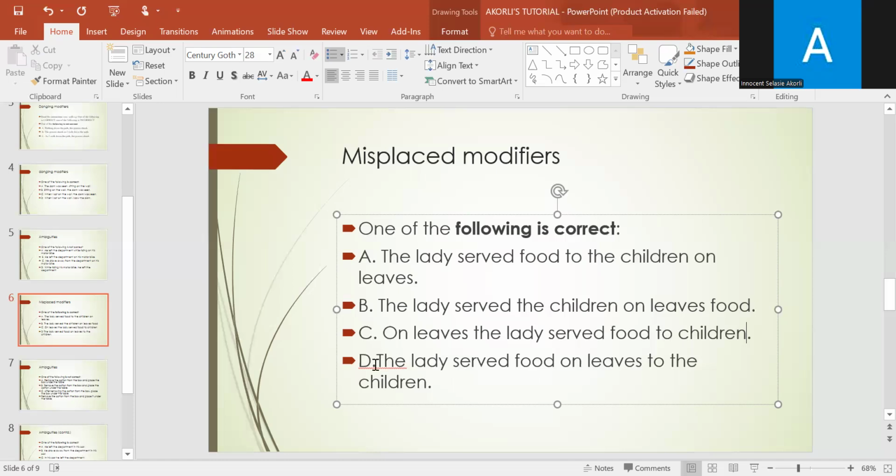But let's look at this one, D. The lady served food on leaves to the children. So this number 4 means that the lady took leaves, dished out food on leaves, and then gave it to the children. That is more natural. I think that should be the correct answer. She didn't serve the food on plates. She didn't serve the food in bowls. She served the food on leaves to the children. So if you are saying one of those is correct, then I think that it should be D.